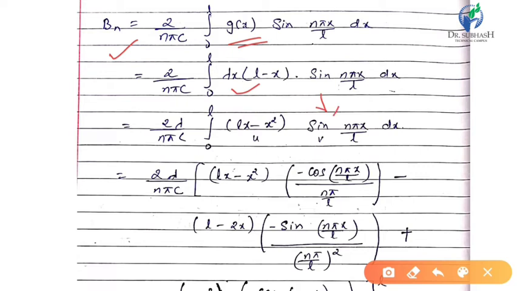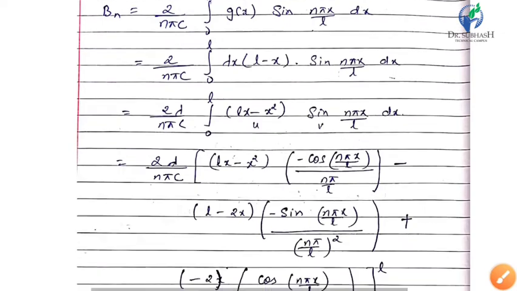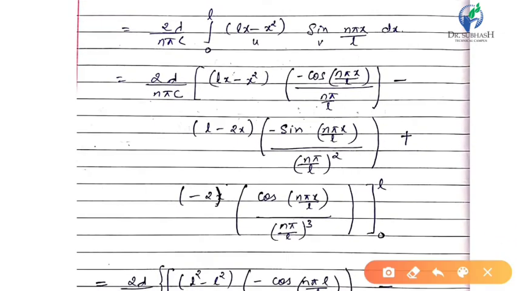Now to integrate this, I have to use the UV rule. According to LIATE, this portion will be u and sine will be v. So first I am keeping u as it is. Integration of sine will be minus cos of the whole angle, and the coefficient of x will come to the denominator, so it will be nπ/L. Now next I will differentiate u with respect to x. On differentiating u, I get L − 2x.